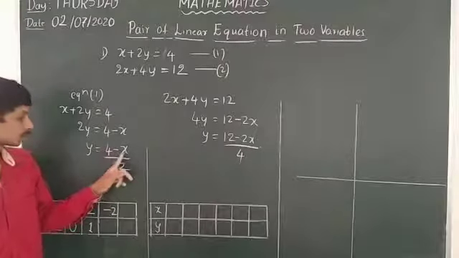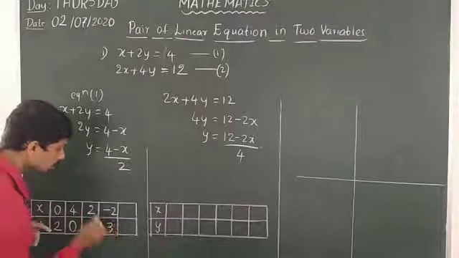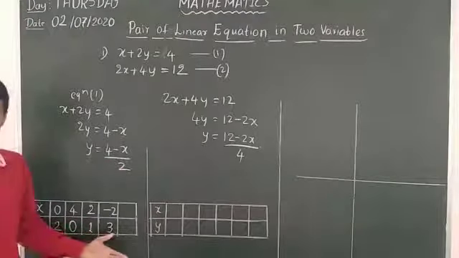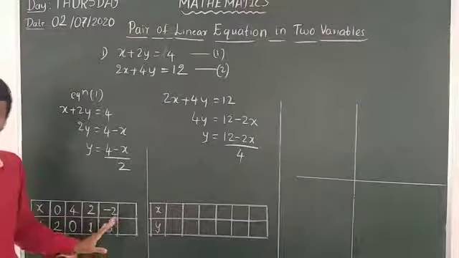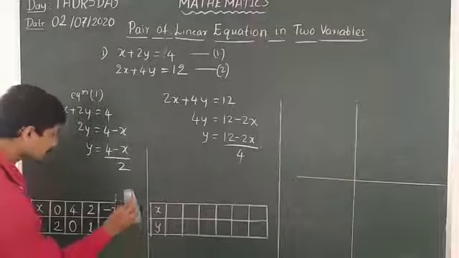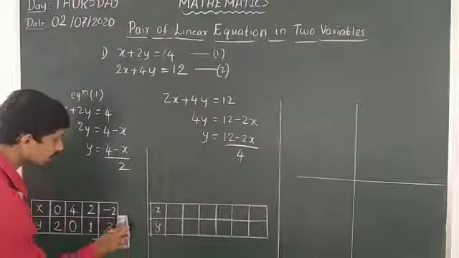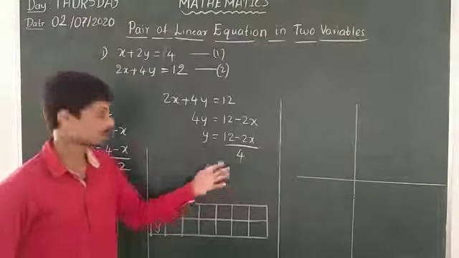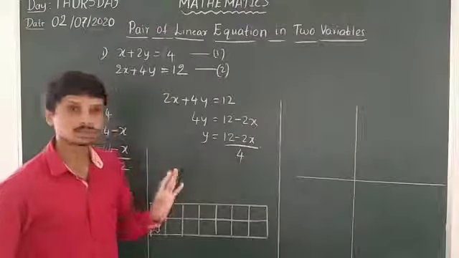4 plus 2 is equal to 6 by 2 is equal to 3 here. So I will take just 4 values here. I think it's enough. From these 4 values we have to insert in a coordinate system. So let us consider this equation, y is equal to 12 minus 2x by 4 here.